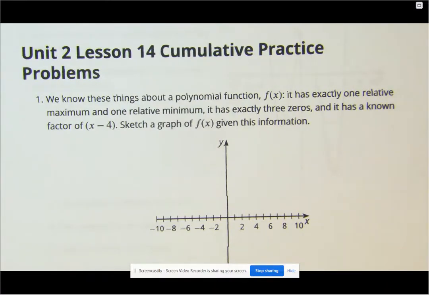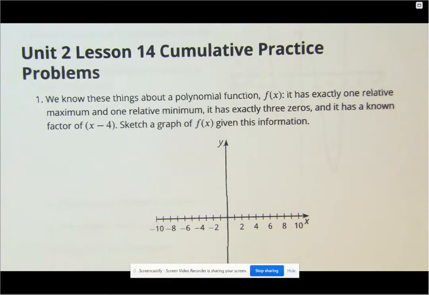The first problem says, we know these things about a polynomial function f of x. It has exactly one relative maximum and one relative minimum. It has exactly 3 zeros, and it has a known factor of x minus 4. Sketch a graph of f of x given this information.